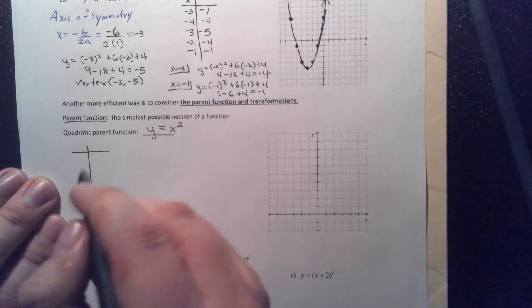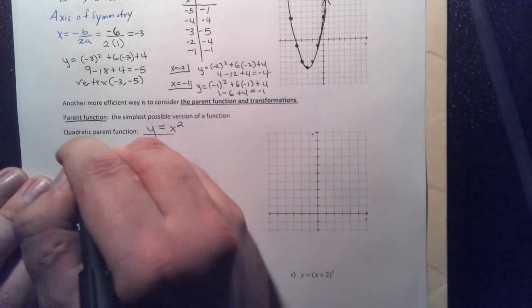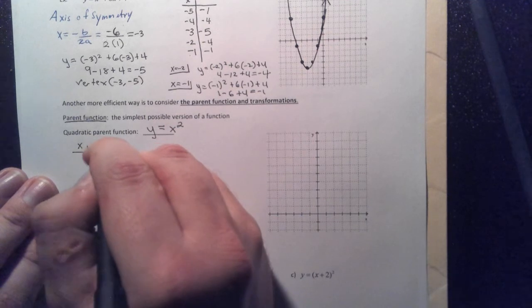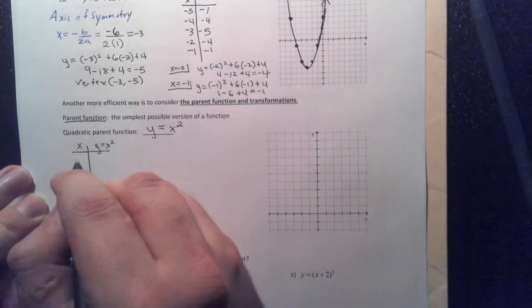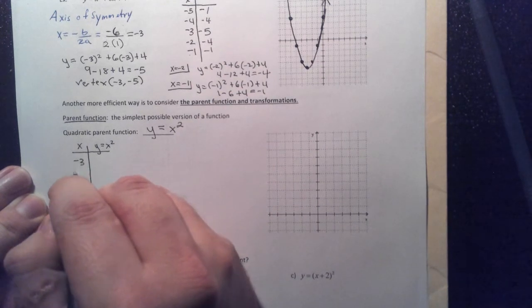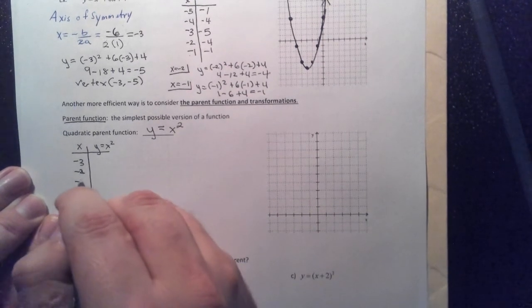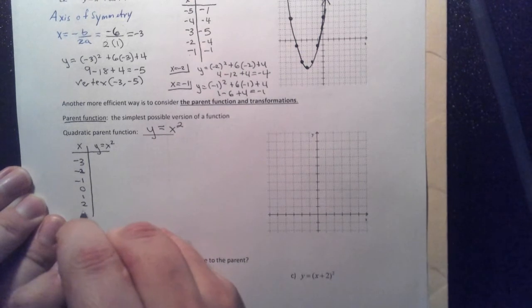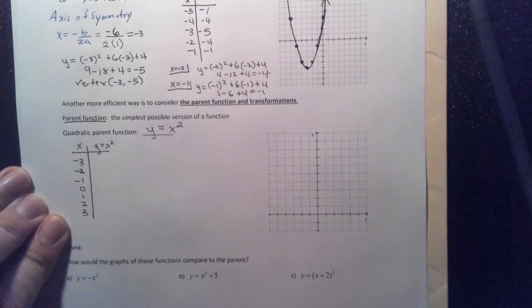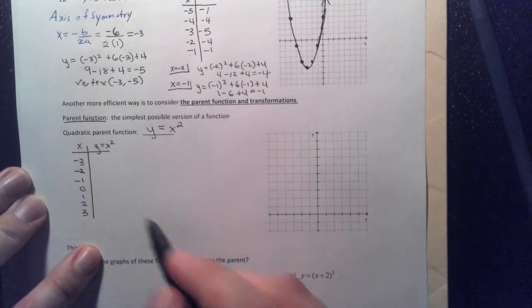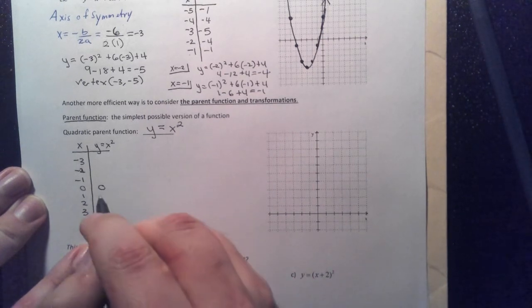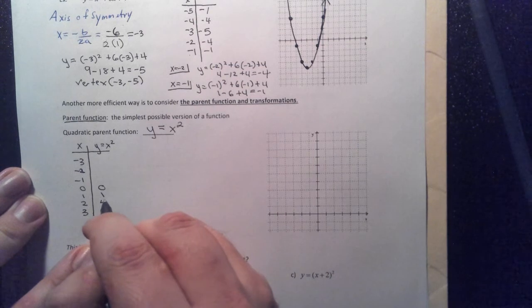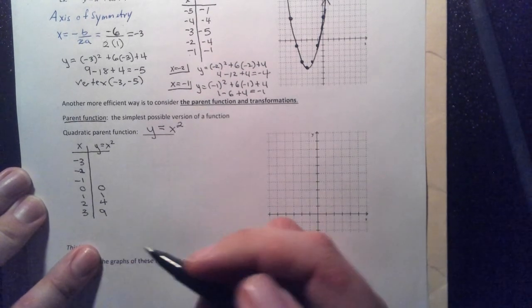So I can make a little table right here of x and y, which is x squared, and I'm going to come up with some points. I'm going to go from -3 to positive 3. And I want to think about what happens if I square each of these things. I'm going to start in the middle. If I square 0, I get 0. If I square 1, I get 1. 2 will give me 4, and 3 gives me 9.